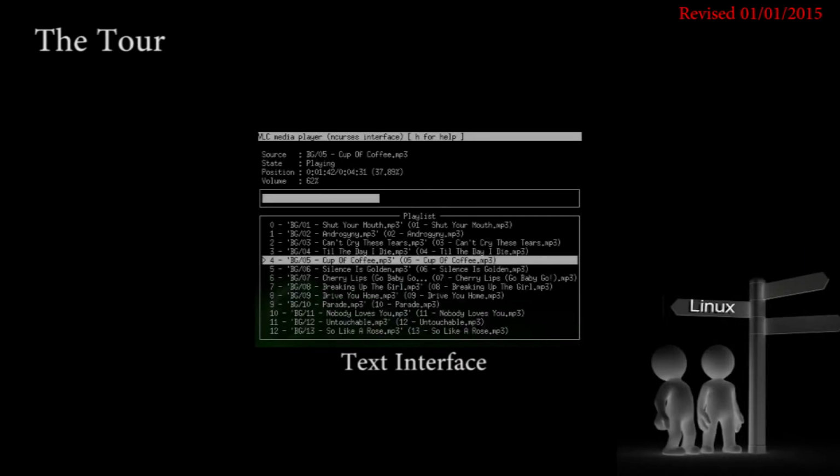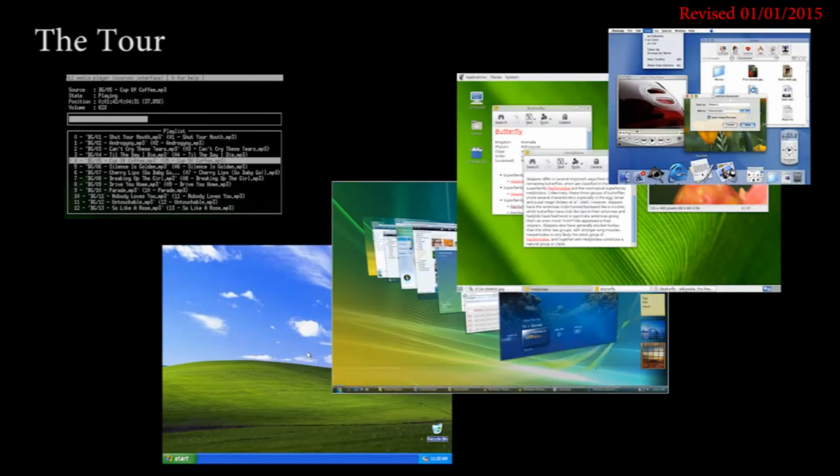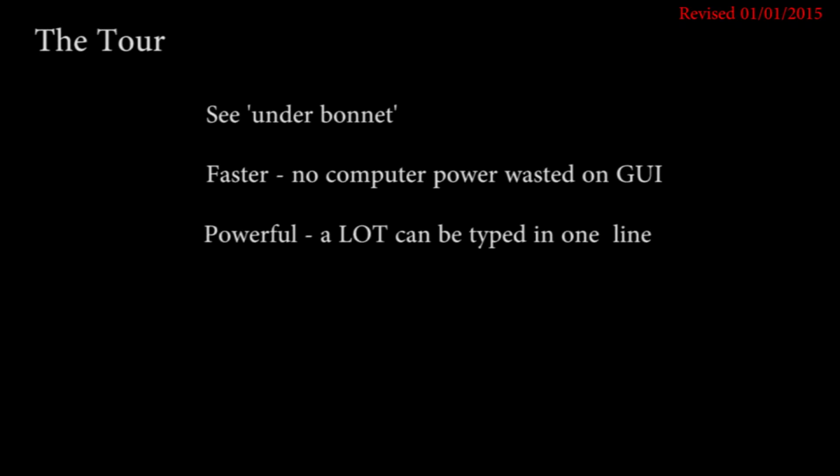We will now go on a quick tour of Linux to become familiar with some of the basics of how the system runs and get a look and feel of what is known as the text interface. You may ask why we should be using this seemingly old-fashioned format rather than the more conventional graphical interface, a GUI as it's known. There are several reasons. First, it gives us a glimpse of what's happening under the bonnet. Second, it tends to be rather faster and doesn't waste resources running the GUI. And finally, it may be more powerful. A lot can be put into one line of text.